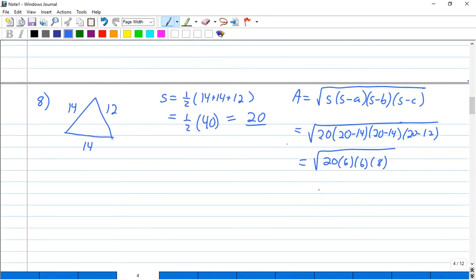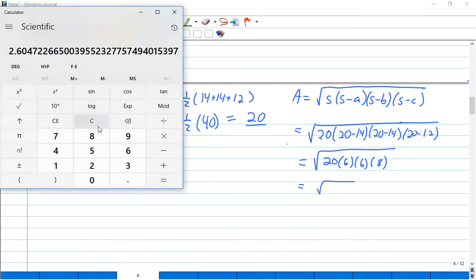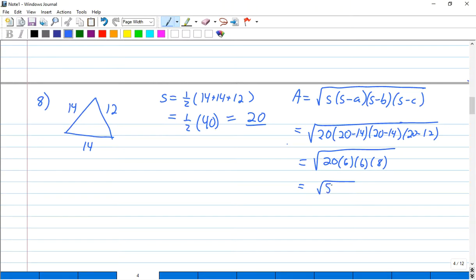So it's the square root of a big number. Relatively big, I guess. 20 times 6 times 6 times 8 is 5,760. So the square root of that. Okay, and we want to round that to 2 places. So it's about 75.89.